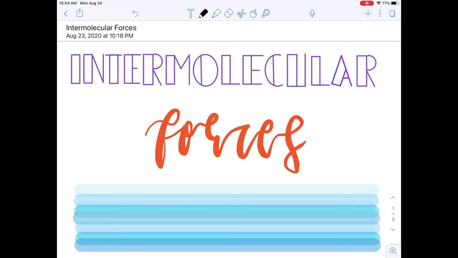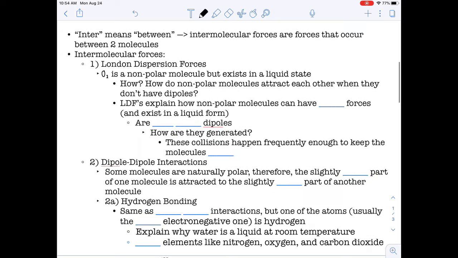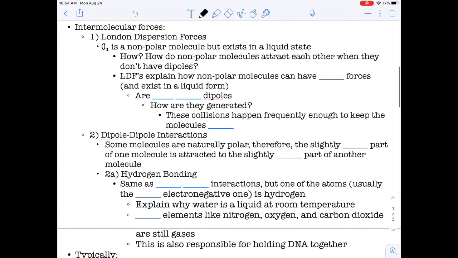Hey everyone, today we're going to be talking about intermolecular forces. So you might be wondering, what are intermolecular forces? Well, inter means between. Therefore, intermolecular forces are forces that occur between two molecules. So there are two types of intermolecular forces we're going to be talking about today. The first one is London dispersion forces.